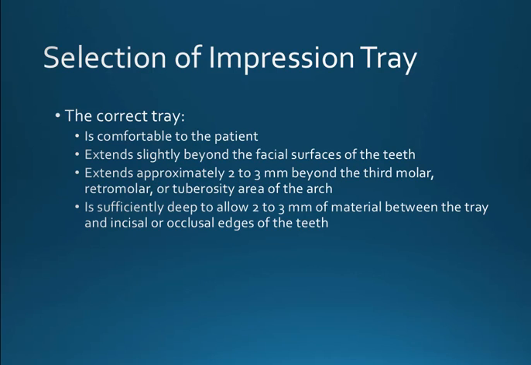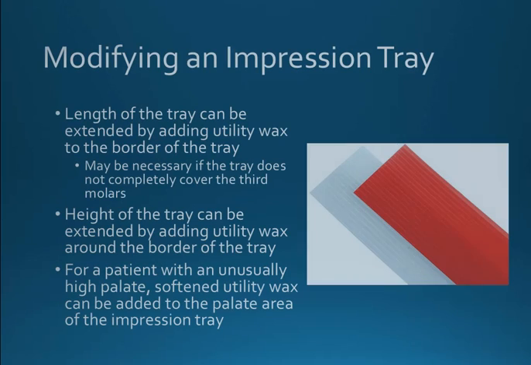Then we also want to make sure that it's deep enough to allow about 2 to 3 millimeters of material between the tray and the incisal or occlusal edges of the teeth. This is very important. So all these things you want to make sure that you have when you're trying in the tray. Once you have that ready to go, then we're ready to go on to possibly modifying the tray.